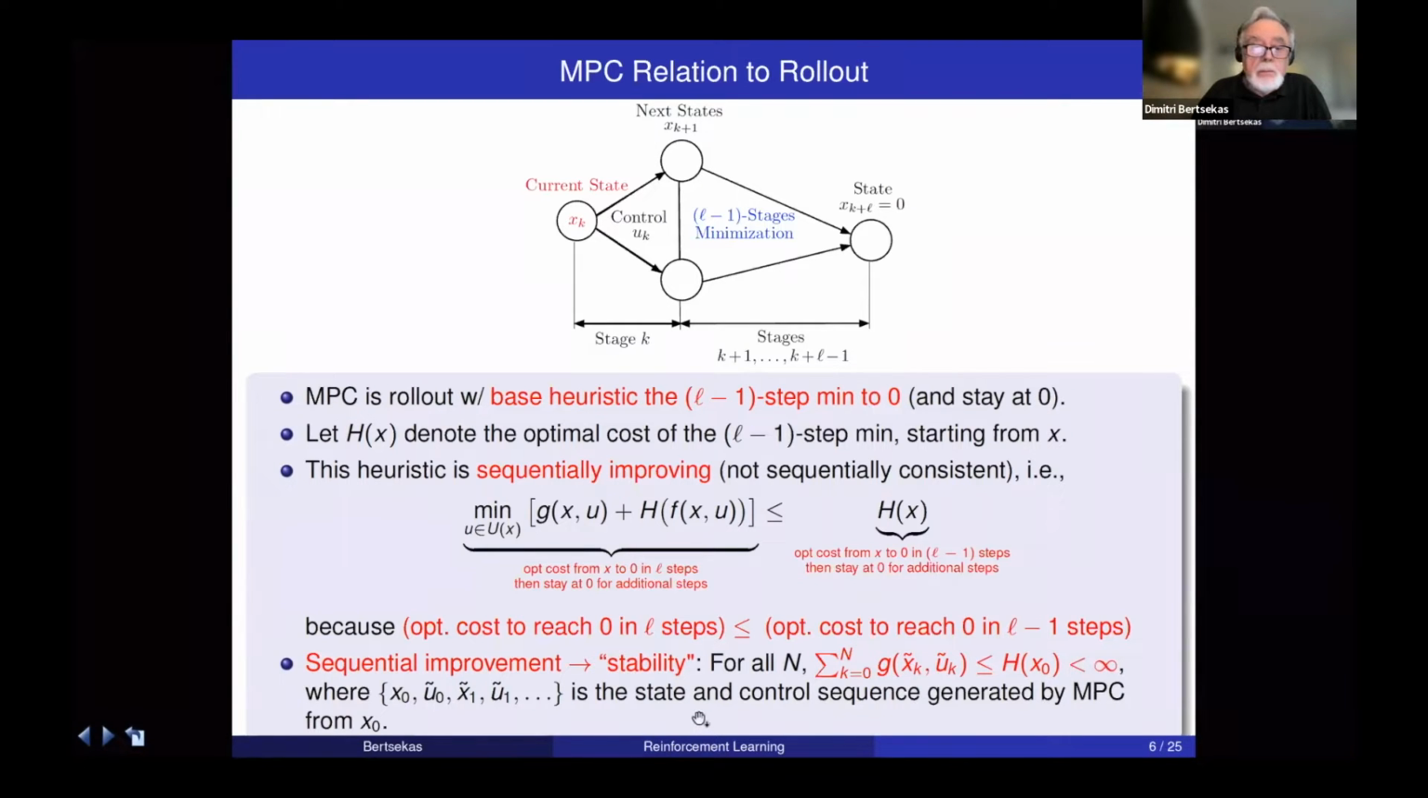Are there any questions so far on MPC and how it relates to rollout? I have a question. So you don't necessarily know if you're at state xk that you will be able to reach state 0 within L steps, right? Right. So you don't know that. So you're right. It's a good question.